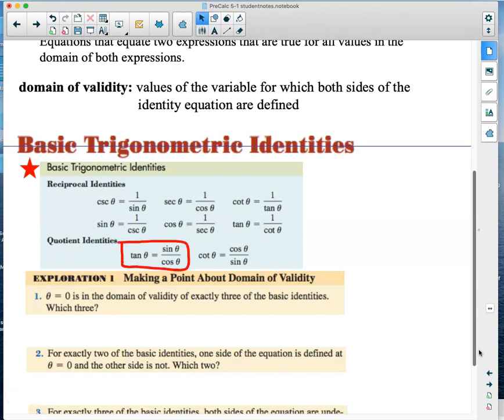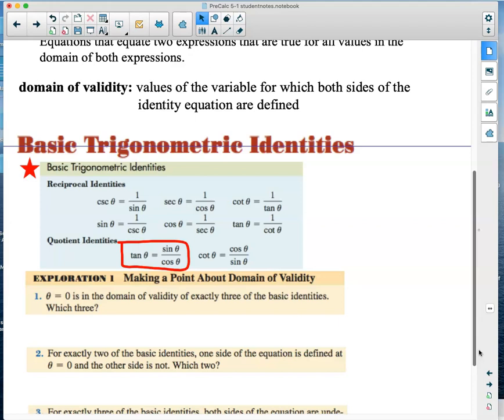And first-year trig students sometimes have trouble with that one because it just doesn't seem to stick as well as the others. But we have to remember that tangent is sine divided by cosine. And then it makes it really easy to remember, yeah, cotangent, you flip that, cosine to sine. So tangent is sine over cosine.